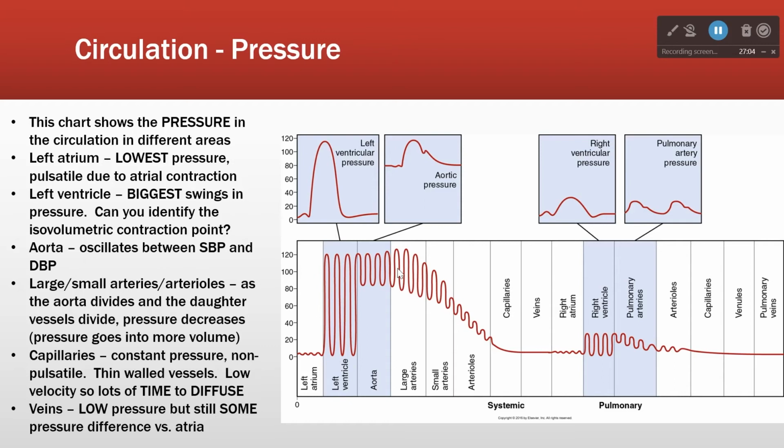Okay? Now, if we move into the aorta, now we're into familiar territory. At the top end is our systolic pressure. At the bottom end is our diastolic pressure. This is the blood pressure you measure with the cuff in the clinic, right? So in the aorta, we have the diastolic, systolic, diastolic, systolic.